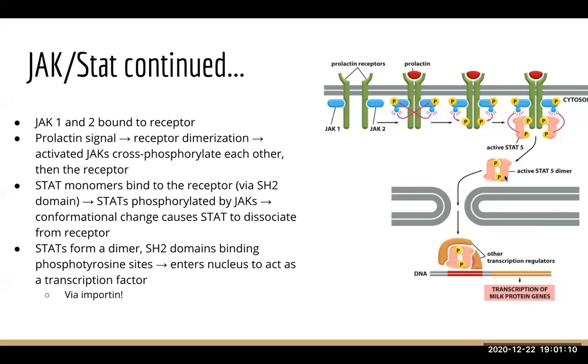When they form this dimer, they can now enter the nucleus and act as a transcription factor. They can regulate DNA transcription, in this case for lactation, of milk protein genes. But like I said, it can also affect cytokine signaling, which is an immune response, and cell division signaling. They are now activated, and they enter the nucleus through importin, the nuclear import mechanism that we talked about. Importin brings them in, and then they can bind to the DNA and affect transcription.